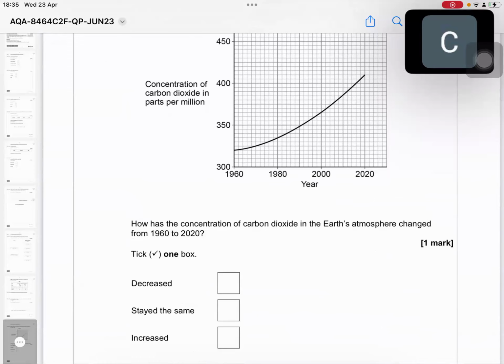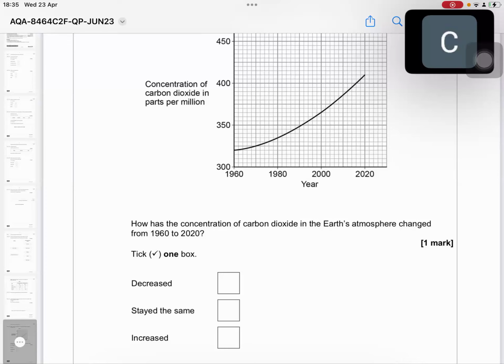Okay, this one is the graph. Let's see what's up with this graph. It says, how has the concentration of carbon dioxide in the Earth's atmosphere changed from 1960 to 2020? It has increased. I mean, from a graph that's tilting this way, that's an increase.